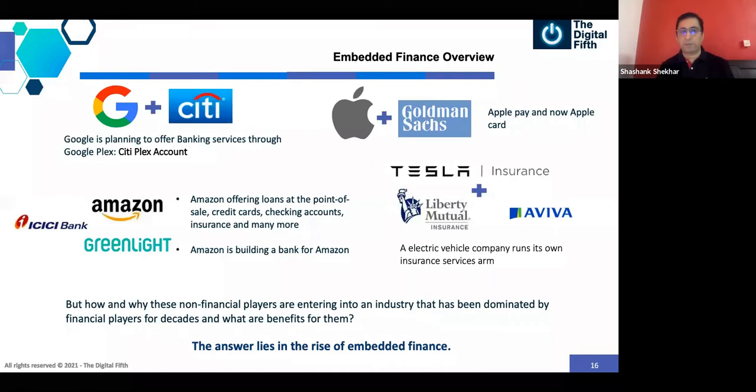Some other examples: ICICI is working very closely with Amazon to provide loan facilities to their sellers on the platform, or Tesla working with an insurance product. So these are the various new examples that have started coming, where non-financial services started plugging financial services onto their platform.